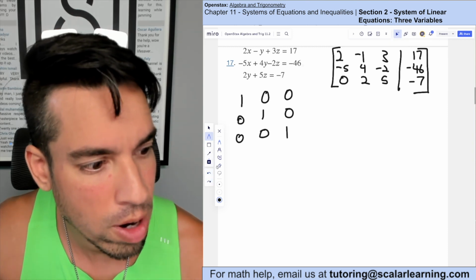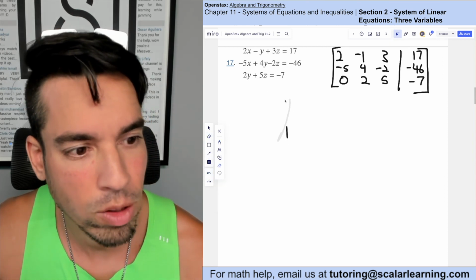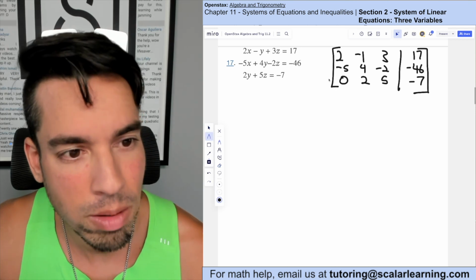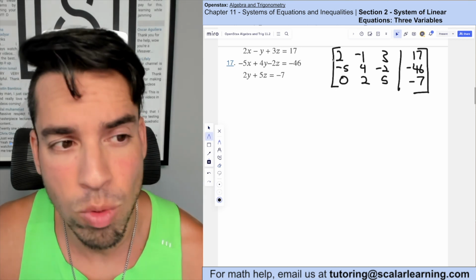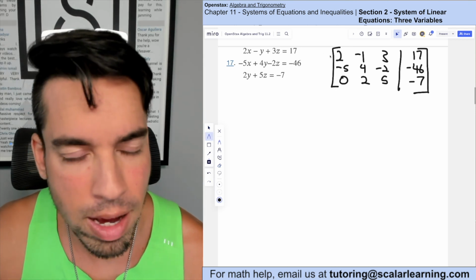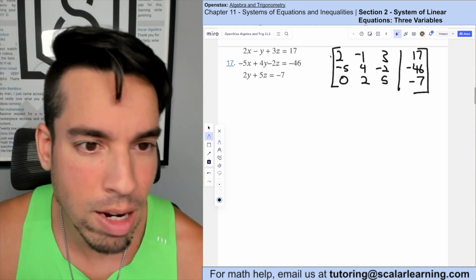So let me show you how we can do that and the correct way to do it. With Gaussian elimination, just like any equation, we can multiply everything by 2, divide by 2, whatever.